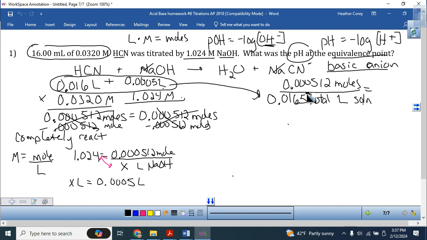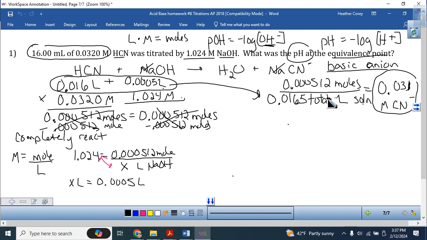And when I take my moles divided by my liters, this is going to give me my concentration of my CN minus. This gives me a concentration of 0.031 molar CN minus. This is my conjugate base. HCN is my weak acid. CN minus is the conjugate base. All right, this is a base.